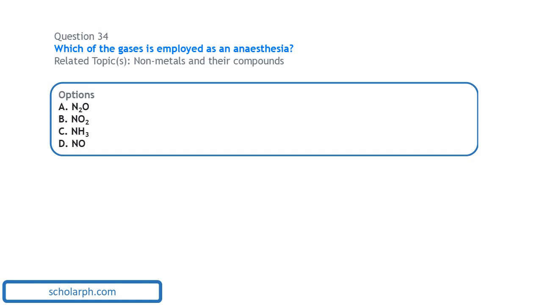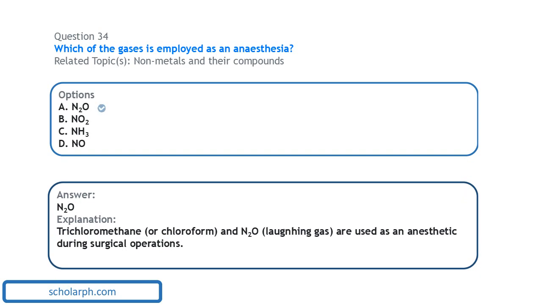Which of the gases is employed as an anaesthesia? Anesthetics are substances that are given to patients doing surgeries, especially to reduce the pain that they will feel. An example of such a substance is dinitrogen oxide, or what is known as laughing gas, which is used as an anesthetic during surgical operation.